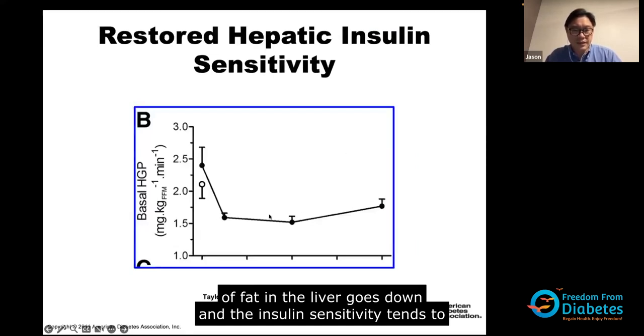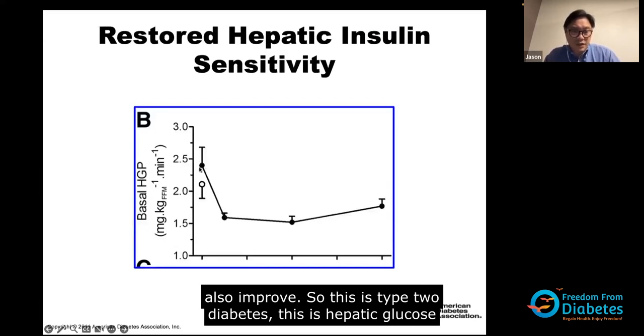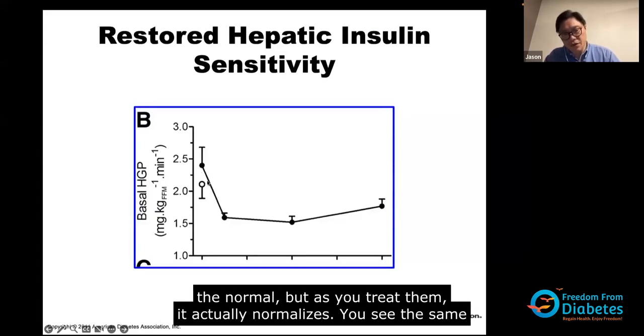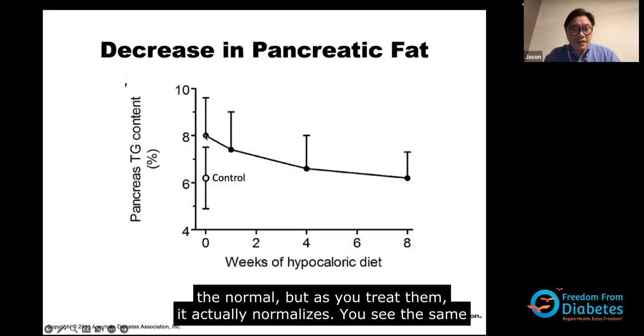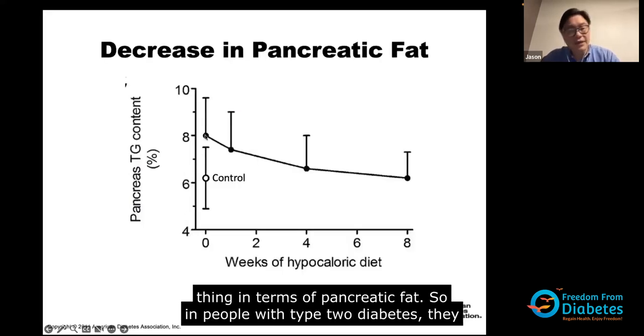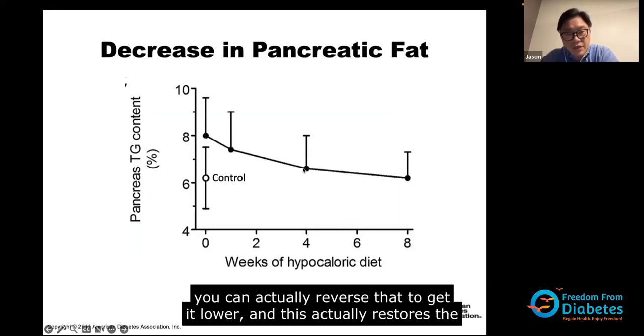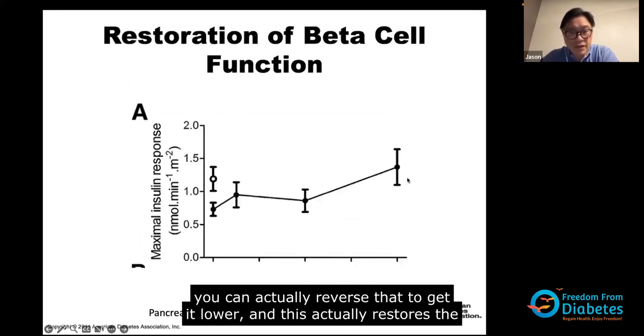And the insulin sensitivity tends to also improve. So this is type 2 diabetes. This is hepatic glucose production. You can see that it's too high in type 2 diabetes compared to the normal. But as you treat them, it actually normalizes. You'll see the same thing in terms of pancreatic fat. So in people with type 2 diabetes, they have more triglycerides in the pancreas compared to the controls. But over time, you can actually reverse that to get it lower.